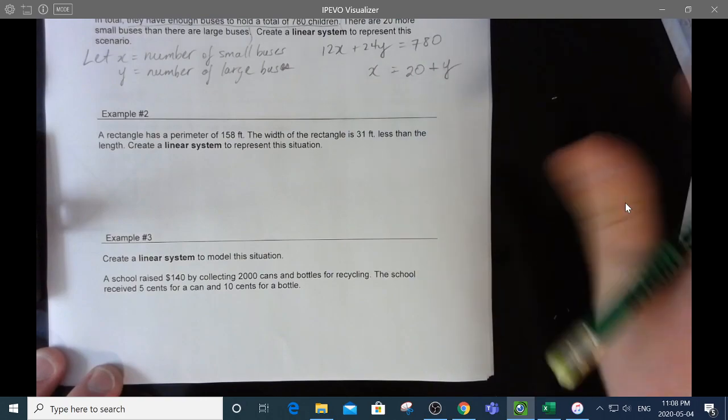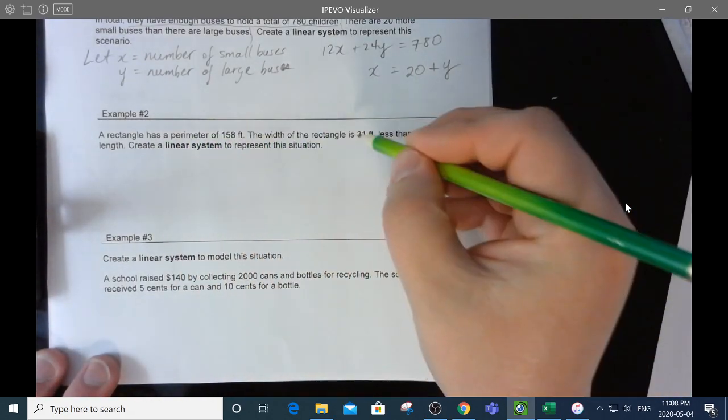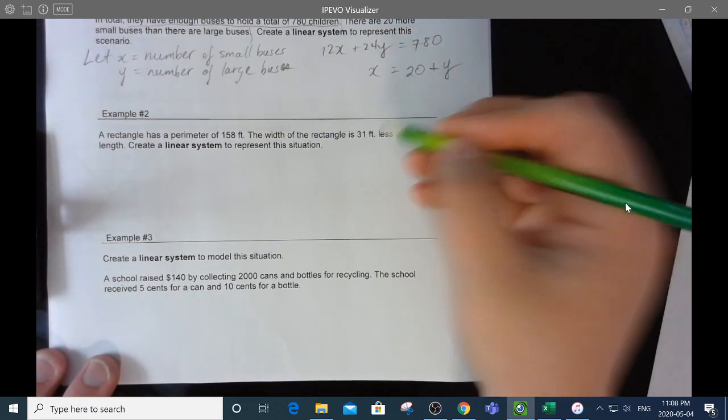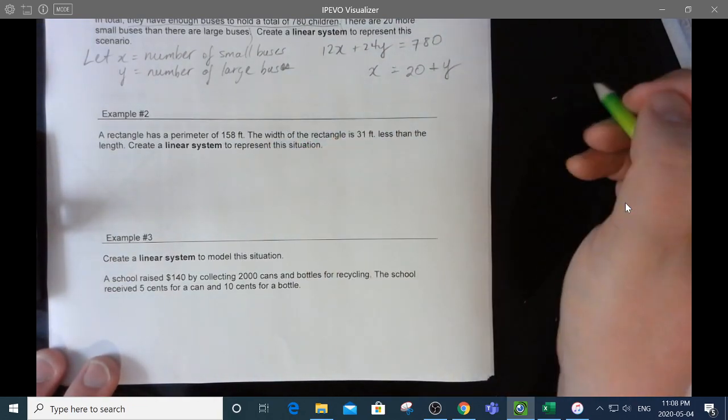All right, new story. A rectangle has a perimeter of 158 feet. The width of the rectangle is 31 feet. Oh, sorry. Let me finish reading that. I saw a period. I stopped talking. The width of the rectangle is 31 feet less than the length. Oh, that makes more sense.